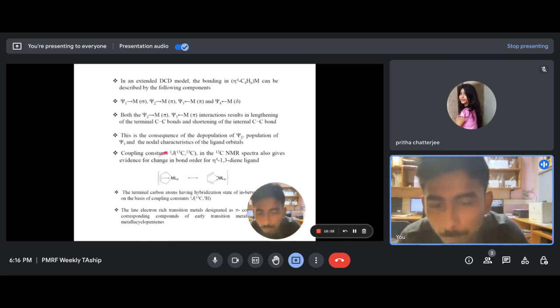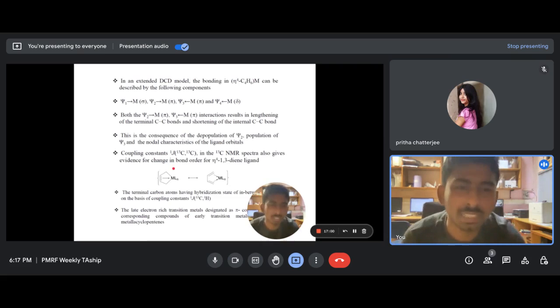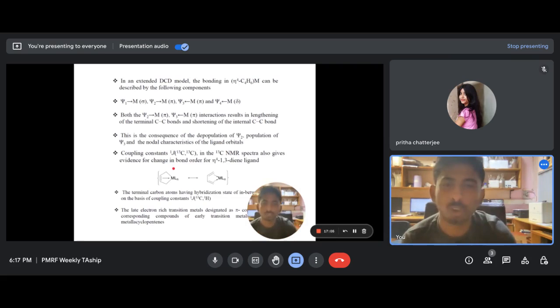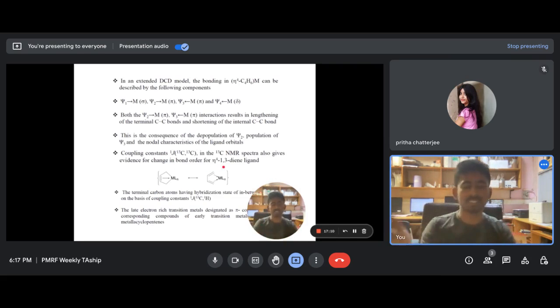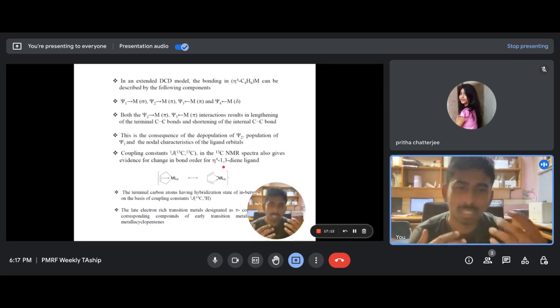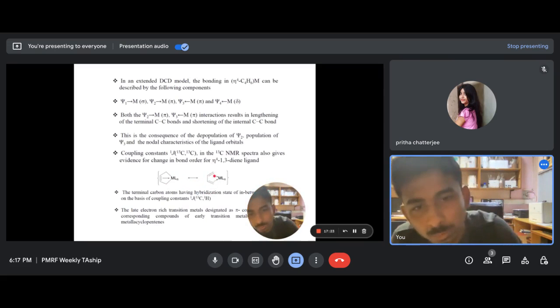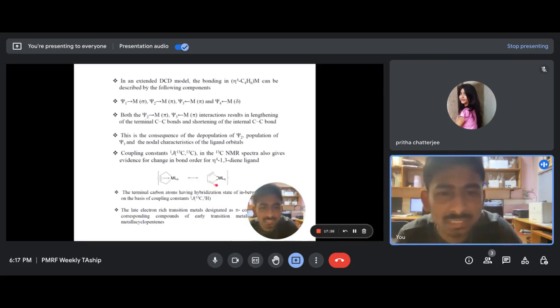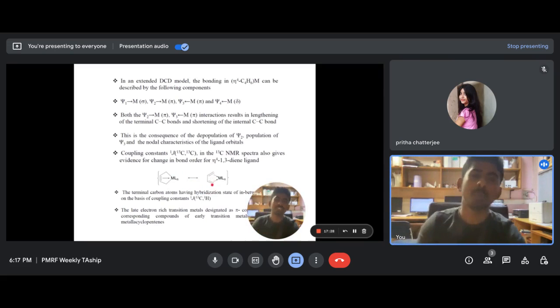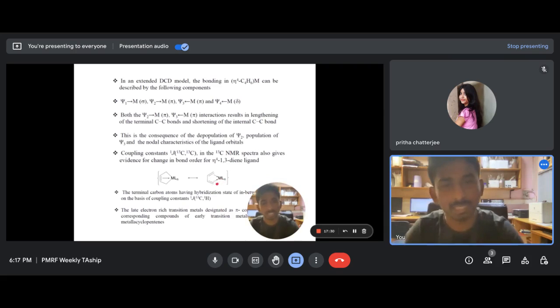In the next point, coupling constant, that is 1J 13C. The 13C NMR spectra also give evidence for change in bond order for the eta 4 1,3-diene ligand. In the previous slide that I discussed, the coupling constant J value will be able to tell us whether there is a significant change in the bond order or not. Because you see, there are two resonance canonicals that we have drawn here. This is the 1,3-butadiene system in the eta 4 manner, binding to the MLn, that is a transition metal center.